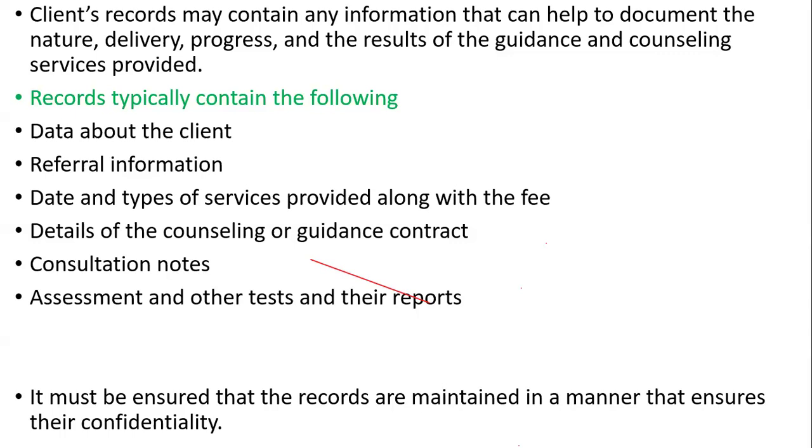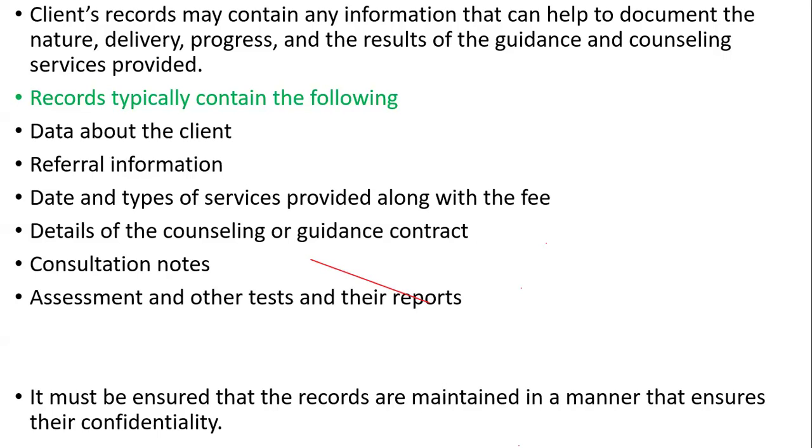Then referral information. Referral means if the client has been referred to some other expert, counselor or a psychiatrist. Date and type of service provided along with the fee. So when they have done the counseling session, what kind of service was provided to the client, whether advice was given or treatment was given, and the fee. Then details of the counseling or guidance contract. So that they have a contract.